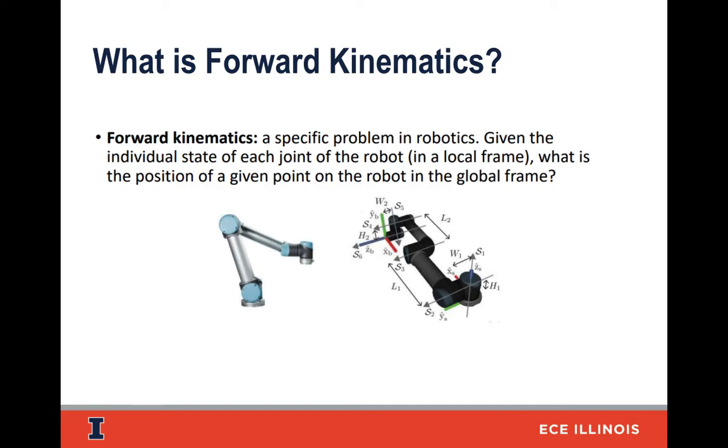So what is forward kinematics? It is a specific problem in robotics. Given the individual state of each joint of the robot in a local frame, we can compute the position of a given point on the robot in the global frame. And usually that point is the end effector point.